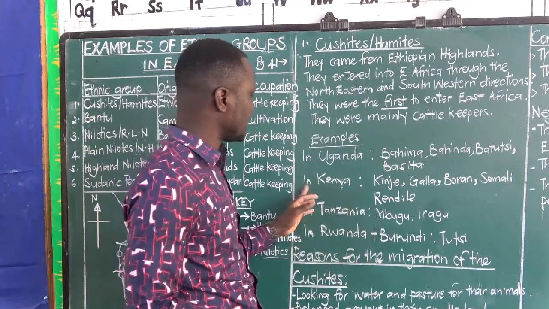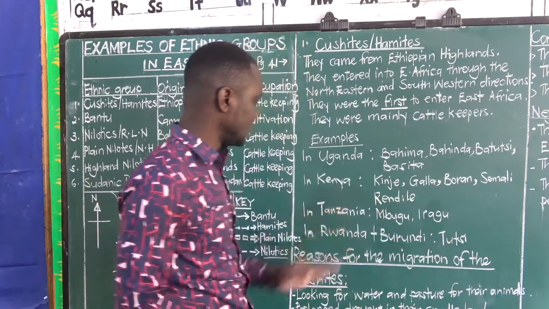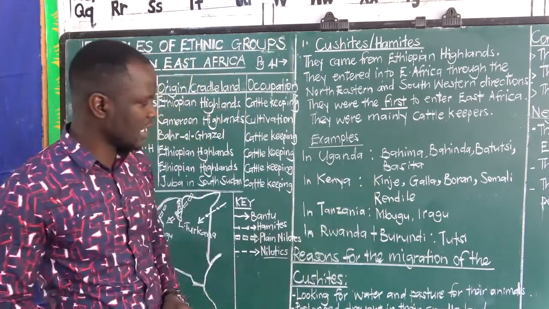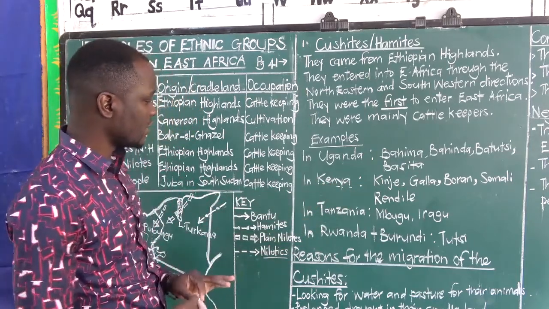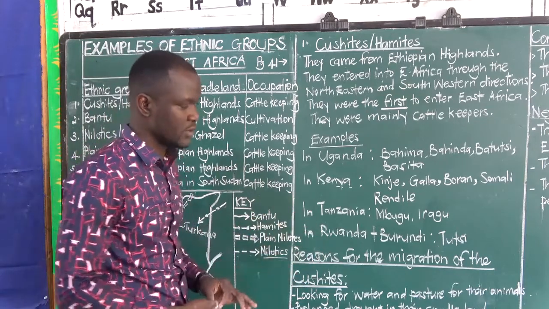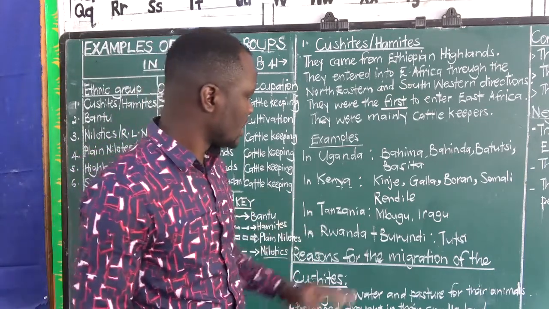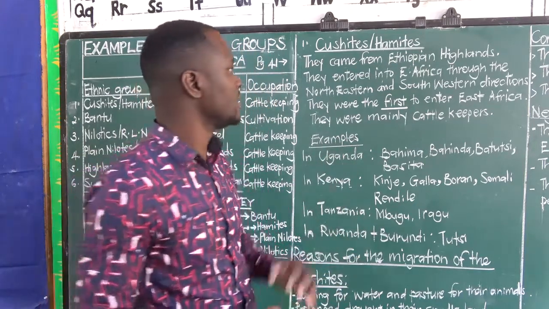Going to Kenya, we have the Kinje, we have the Gala, the Boran, the Somali, and the Rendile. All these are the ones that we have in Kenya. Crossing to Tanzania, we have the Iraq and the Mbugu people. And in Rwanda and Burundi, we have the Tutsi. So these are the tribes that form the Kushites, I mean the Hamites.